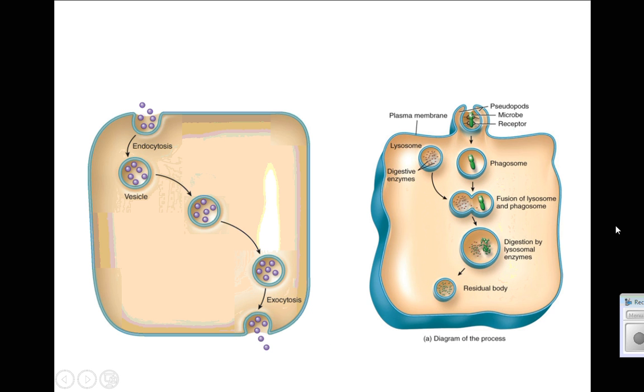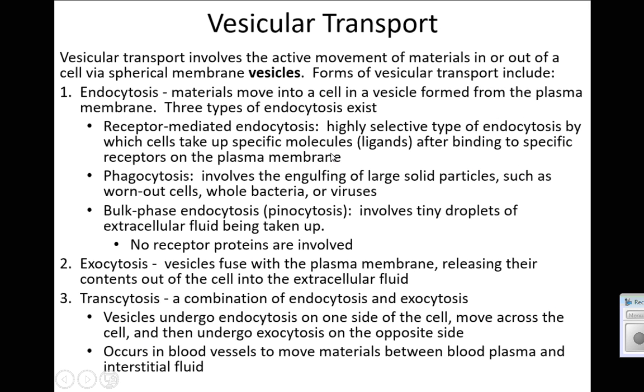There's also pinocytosis. Instead of cellular eating, we call that cellular drinking. Pinocytosis is the same thing as bulk phase. Tiny droplets of extracellular fluid are taken up this way. We'll talk a little bit about that later in the semester, way towards the back end of the class. And then the other form of endocytosis is receptor-mediated, which means that the substances that are going to be brought in must bind to specific receptors before they'll be pulled in.